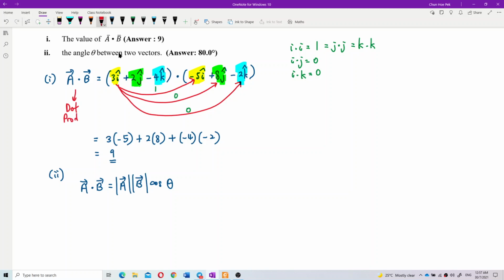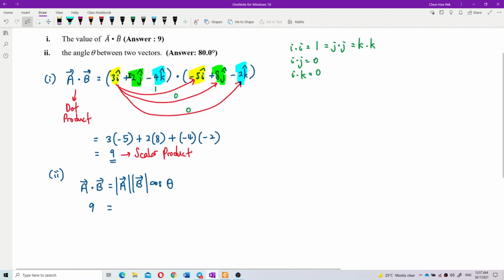This is a dot product, and that's why here you get a scalar product, because it is a scalar quantity. 9 is a scalar quantity, has no direction. Multiply these two vectors together using a dot product, you get a scalar quantity. That's why we call dot product also a scalar product. So now A dot B we got 9.